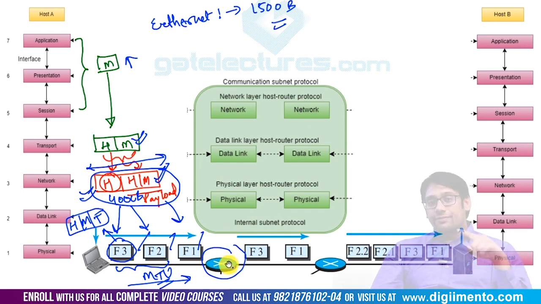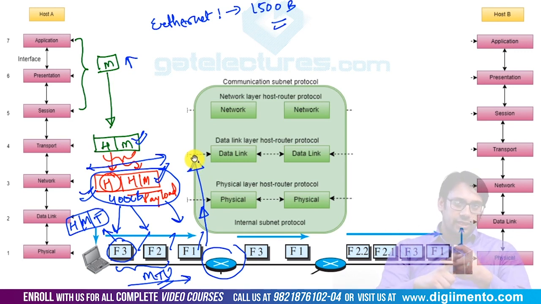Now, in every router, understand this clearly, we have at least three layers. Why am I saying at least? Because some routers might also have the transport layer, but in every router we have three layers, that is physical, data link and network. So this router will take the packet from the physical layer, read the packet at the data link layer, process the packet, store the packet, and then forward the packet by modifying the information.